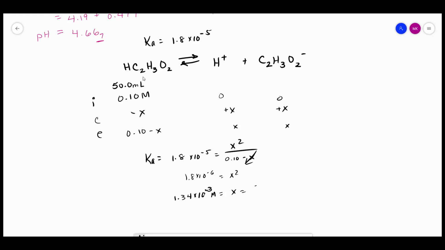This X represents the concentration of the hydrogen ion. That means the pH of this solution is 2.88. Now, what happens when we take this solution, let's see, rather than erase, let's move over.